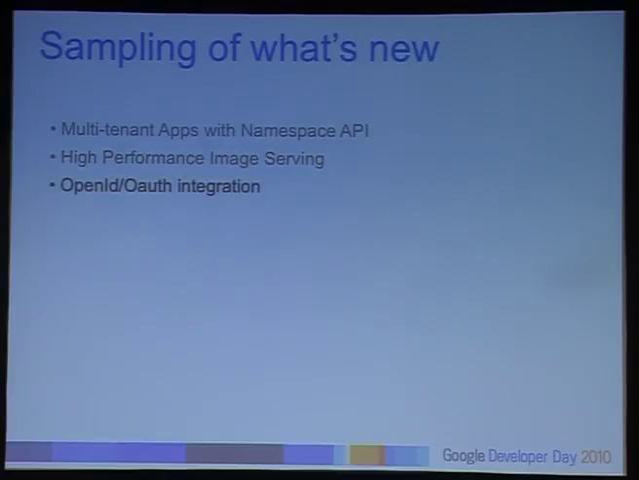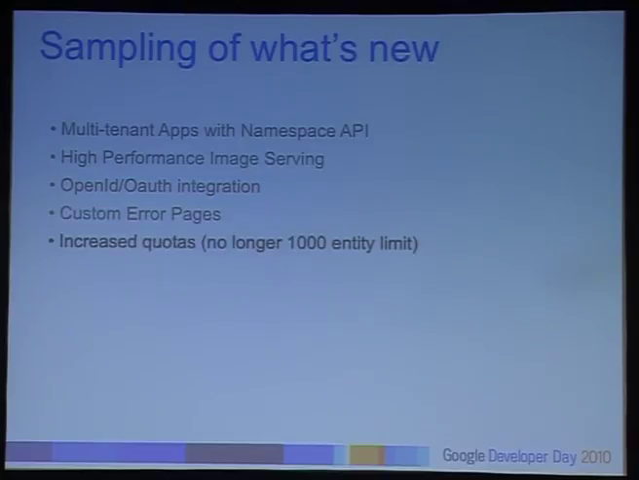We have OpenID and OAuth integration to give you more login options. I talked to you about custom error pages. We've increased the number of quotas, and we've gotten rid of all the 1,000 count limits. So if you look at some of the older App Engine blogs or articles or any discussions on the web, you'll often see this reference to, well, you can only query 1,000 entities or you can only count 1,000. All those limitations are gone, so you shouldn't worry about those anymore.